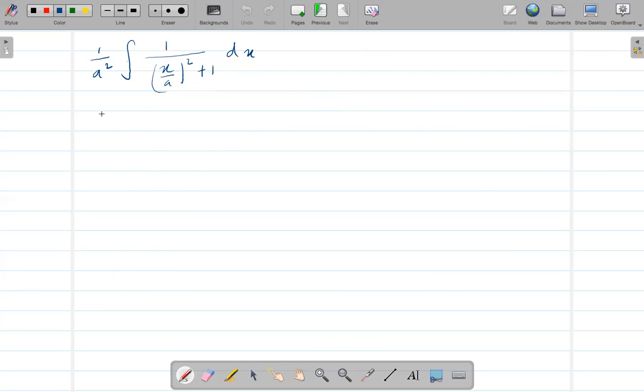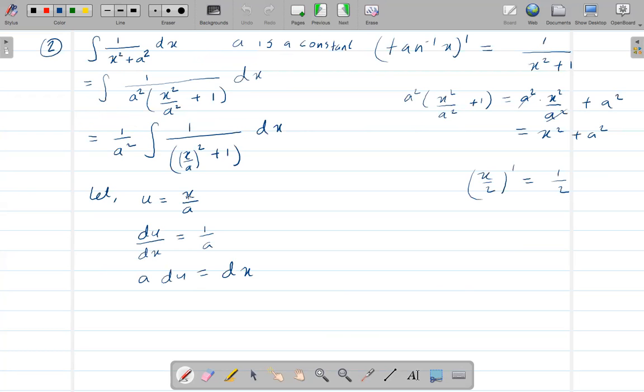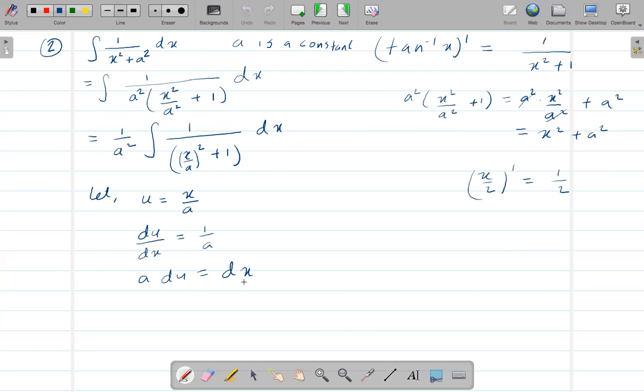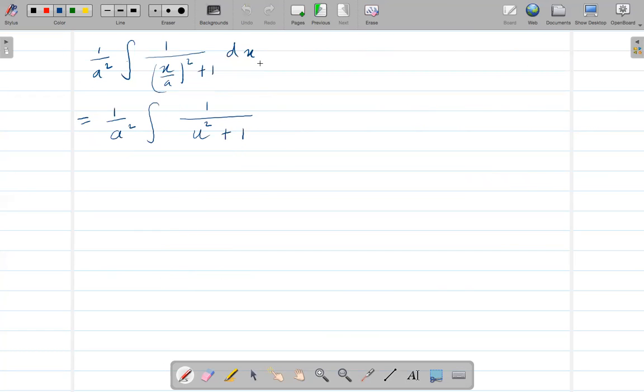Okay, now we don't need to really worry about this. We just assume that x over a is u, right? So x over a is u. We still have the square plus 1, and dx is a times du. Similarly, I can bring this a outside, so a over a square, 1 over u square plus 1 du. From here, these two are gone. Basically a is gone, so we're just going to have a on the bottom.